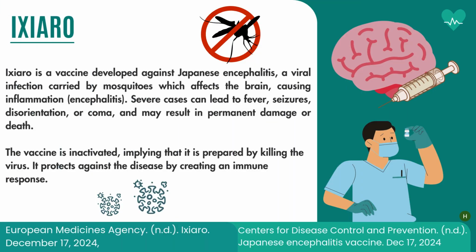Ixiaro is a vaccine developed against Japanese encephalitis, a viral infection carried by mosquitoes which affects the brain, causing inflammation. Severe cases can lead to fever, seizure, disorientation, or a coma, and may result in permanent damage or death. The vaccine is inactivated, implying that it is prepared by killing the virus. It protects against the disease by creating an immune response.